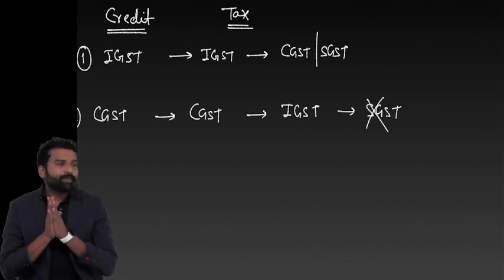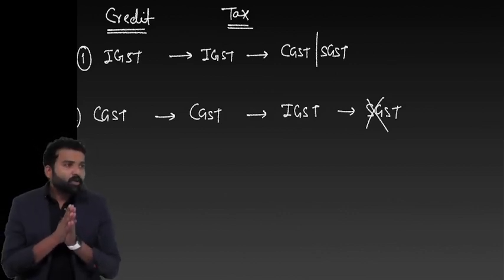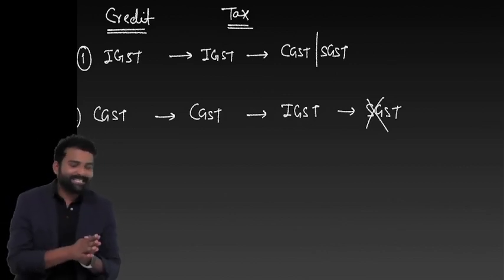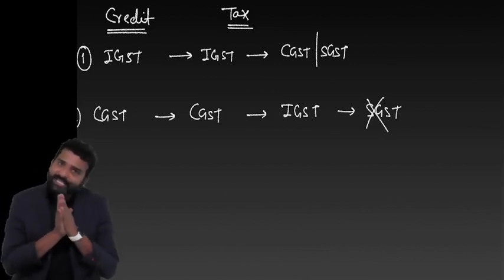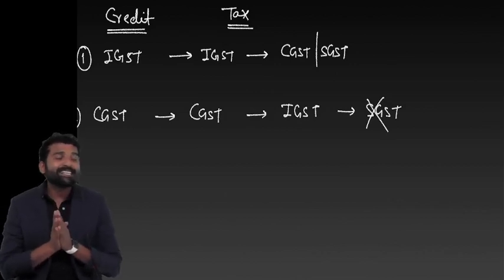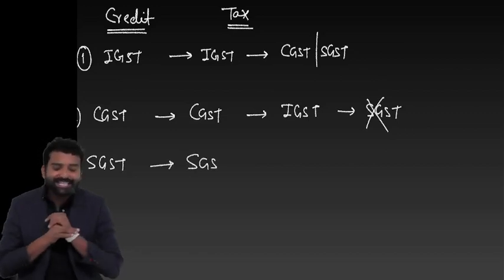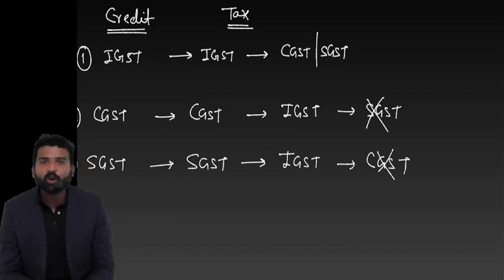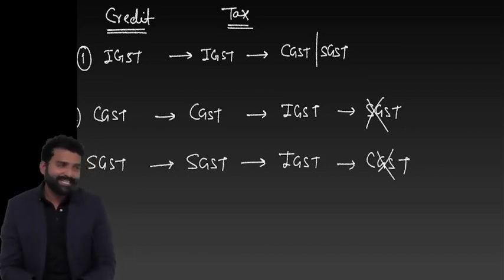The point is, IGST is a tax which can be used to adjust with IGST as well as CGST and SGST. CGST is a tax which can be adjusted with CGST and IGST, but interesting thing is CGST cannot be adjusted with SGST. And again, SGST is a tax which can be adjusted with SGST and IGST, but it cannot be adjusted with CGST. Now Chalu is asking, sir, what is UTGST?